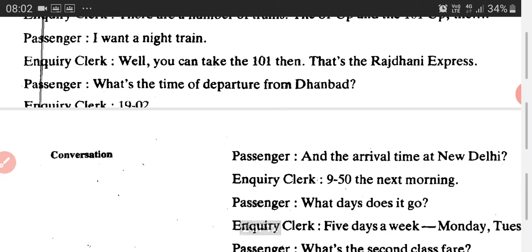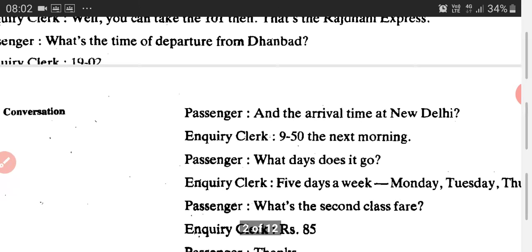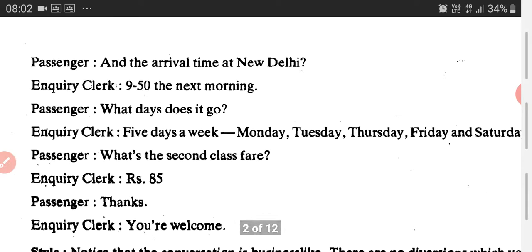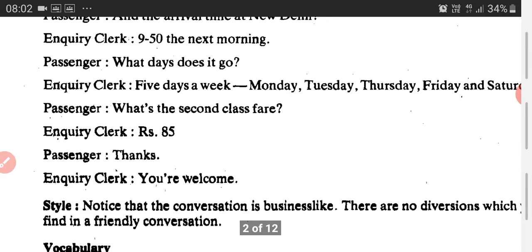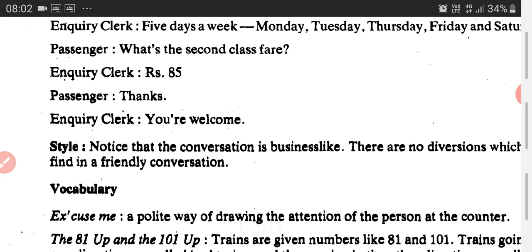9:10. And the arrival time at New Delhi? It's 9:50 the next morning. What days does it go? 5 days a week, Monday, Tuesday, Thursday, Friday, and Saturday. What's the second class fare? Rupees so and so. Thanks, you're welcome.